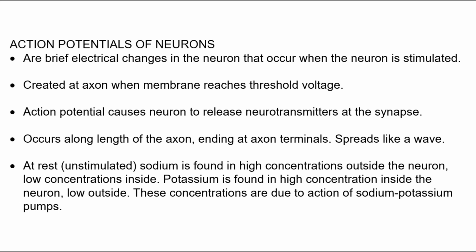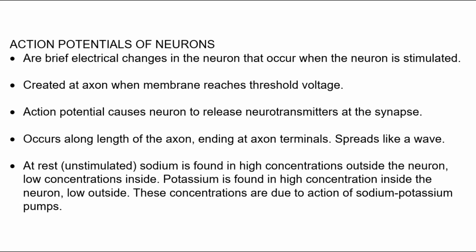Action potentials are brief electrical changes in the neuron that occur when the neuron is stimulated. They are created at the axon when the membrane voltage reaches threshold. The action potential ultimately causes the neuron to release neurotransmitters at the synapse. They occur along the length of the axon, ending at the axon terminals, spreading like a wave as they move.